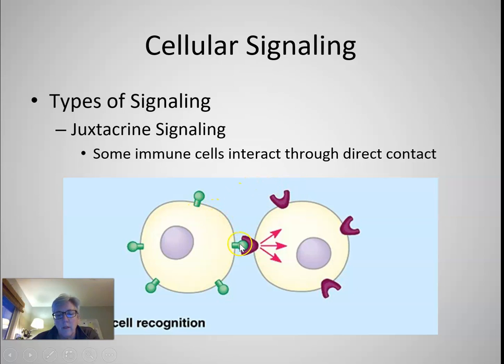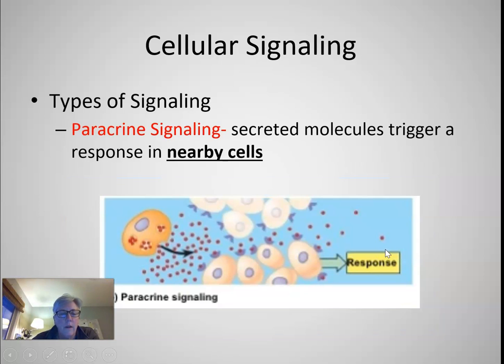Here is this green signaling molecule, which is on the surface of this cell, and its receptor is on the surface of a different cell, and they can come into direct contact with each other, and then the signal will get sent off into this receiving cell, and things will start to happen in that other cell. Okay, so that's juxtacrine.